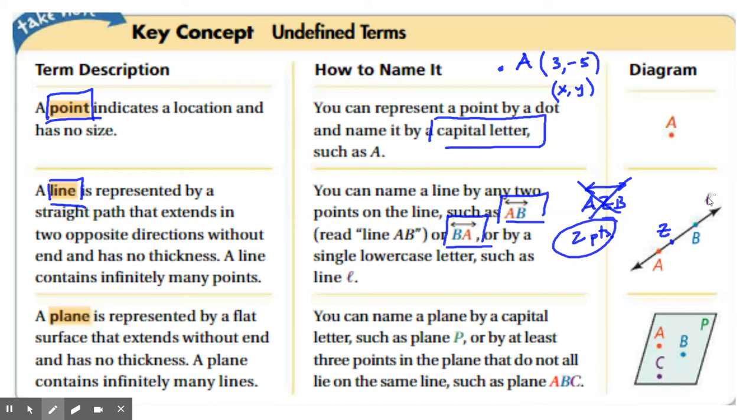Now, later on in the year, we'll also talk about using lowercase letters, such as line L. You can do this as well, but we'll stick to the two-point idea right now. And then lastly, we have planes. A plane is a flat surface. So your computer screen is a plane. Your piece of paper is a plane. Most of what we do in this class is planar geometry. Euclidean geometry is planar geometry. So I'm not going to spend a lot of time with this because most of it is planes. We will do some 3D geometry later in the year, and when you do 3D, you have multiple planes to work with, and we'll focus on them then.